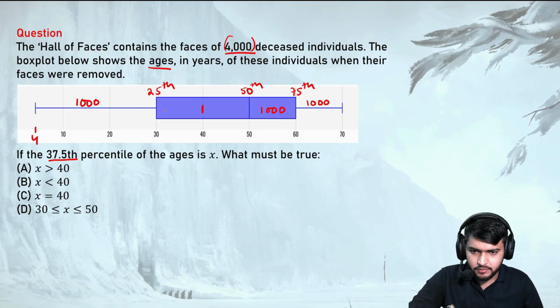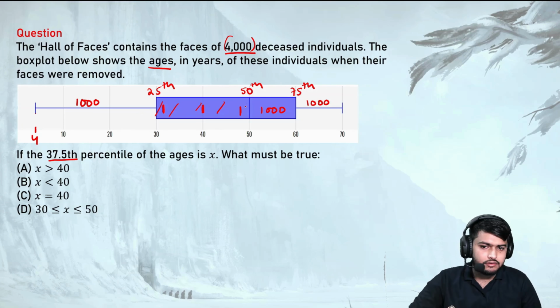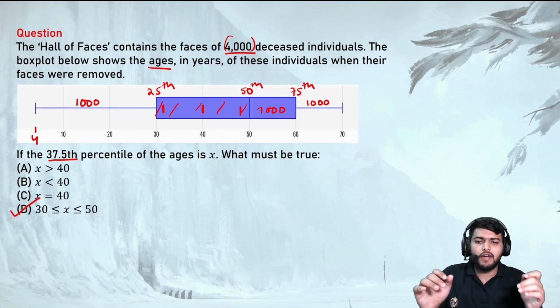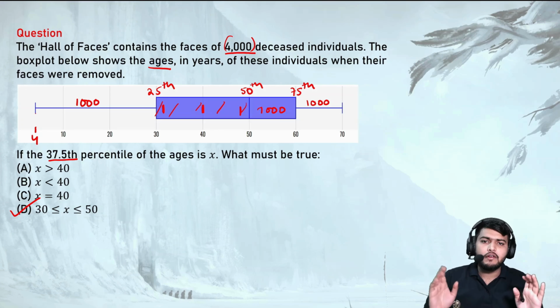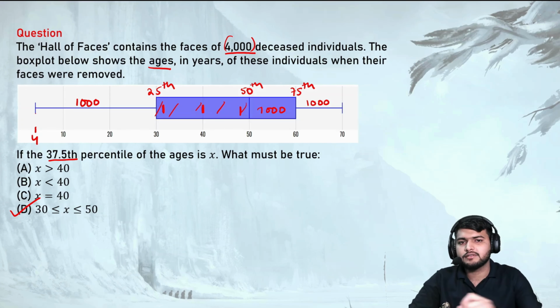Okay, it's possible that the value is here, 37.5th percentile is here. It's also possible it's 40. It's possible it's, let's say, 48. It can be anywhere in this region. So all we can say that X should be between 30 and 50, but where will it exactly lie? We cannot say. Hence our answer is D.